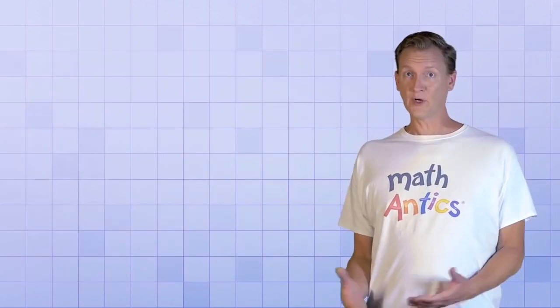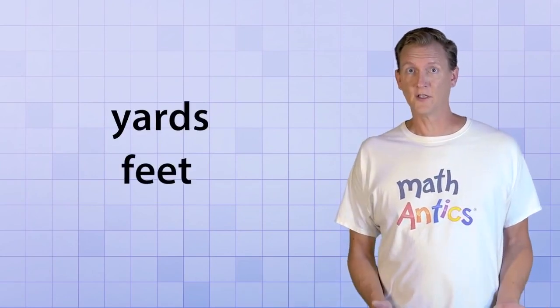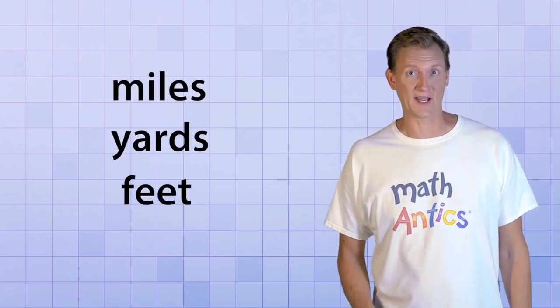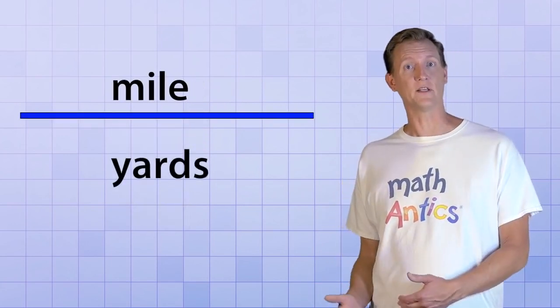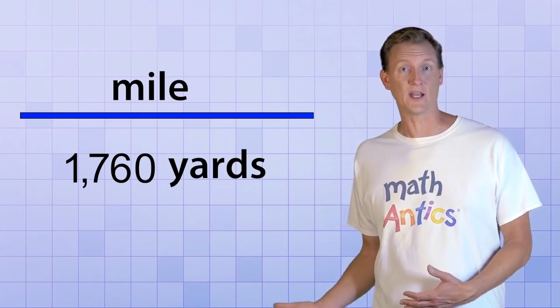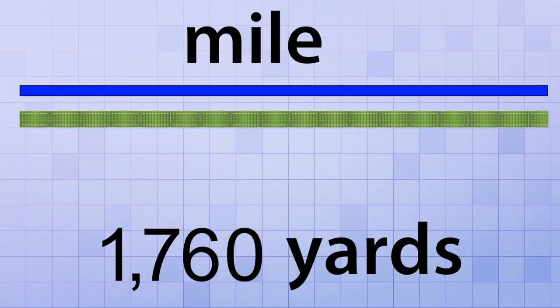So you can measure some pretty big distances with feet and yards. But what if you need a unit that's even bigger? Well, that's where miles come in handy. A mile is equivalent to 1,760 yards. That's the distance you would get if you put 17.6 football fields end to end, which is pretty far.